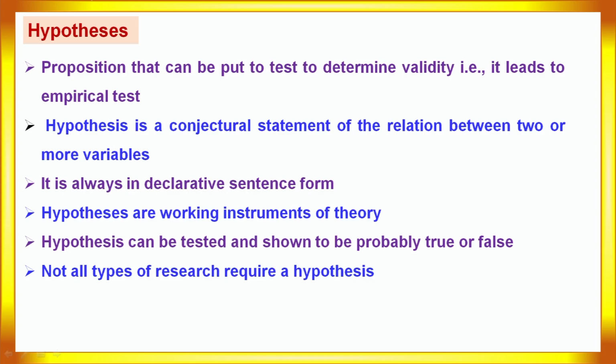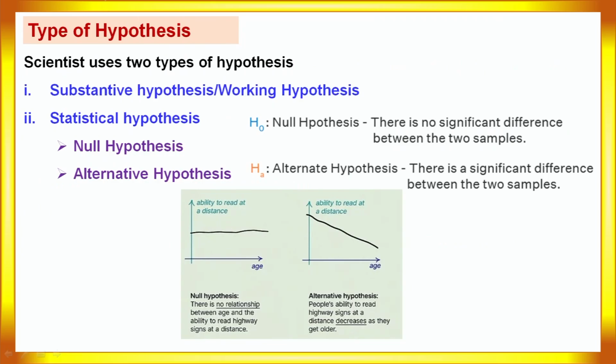Now, most of the research in the social science involves hypothesis testing, but not all research requires building hypothesis. Like in case of exploratory research, where the main goal is to find familiarity or new insight into a phenomenon, the researcher need not construct or proceed with building any hypothesis. So, what is an example of hypothesis?